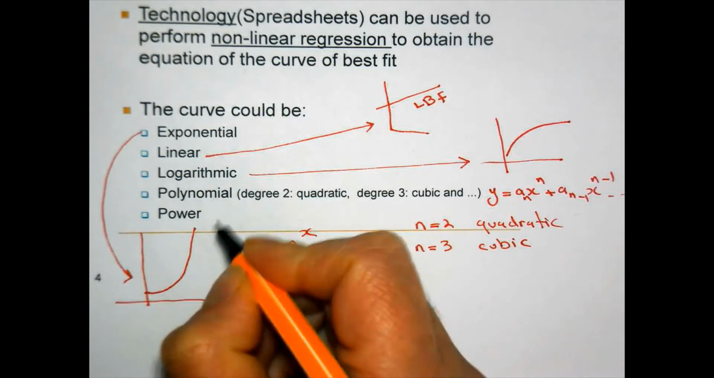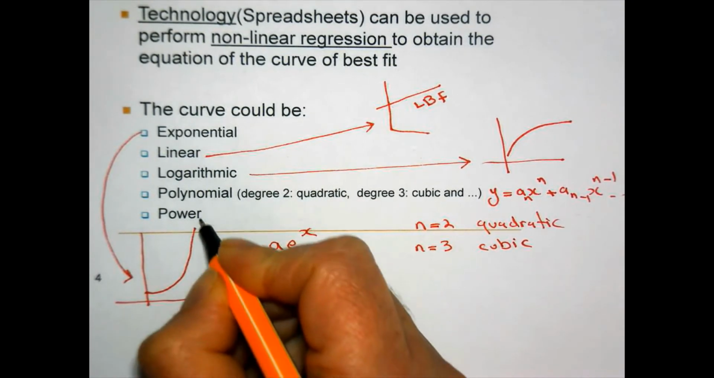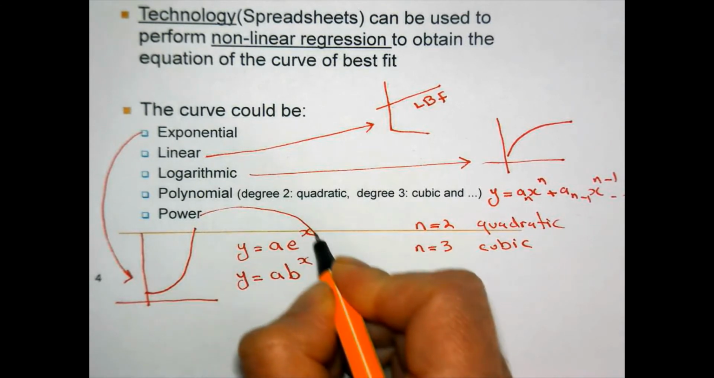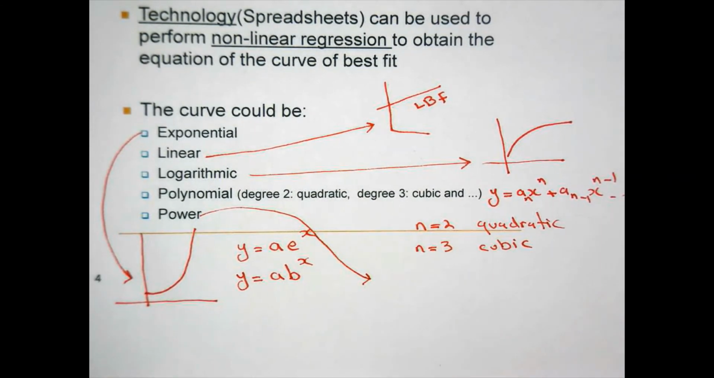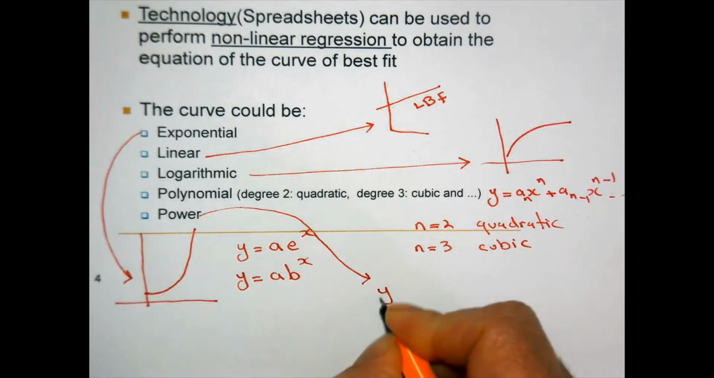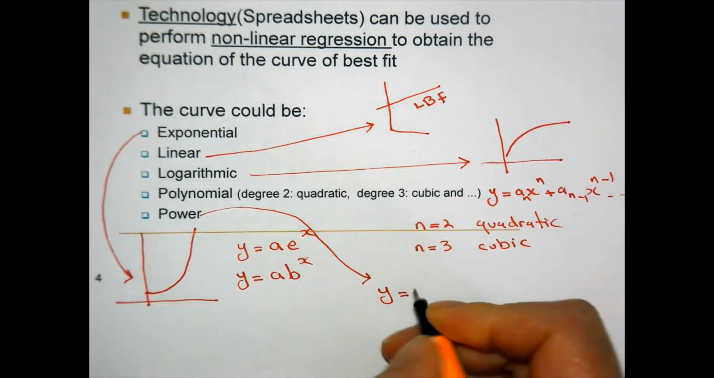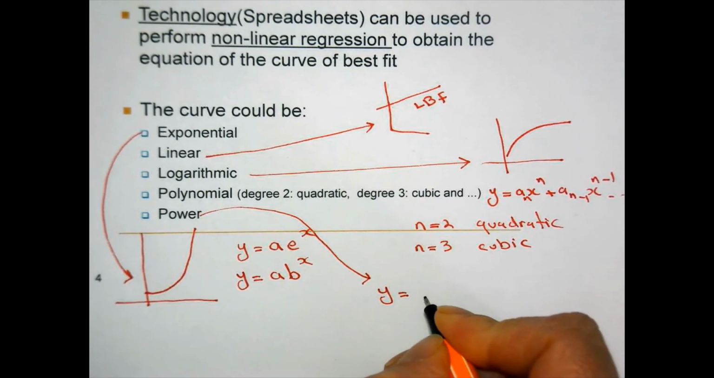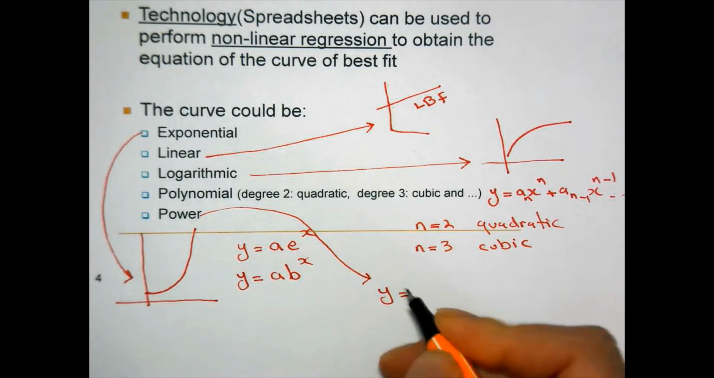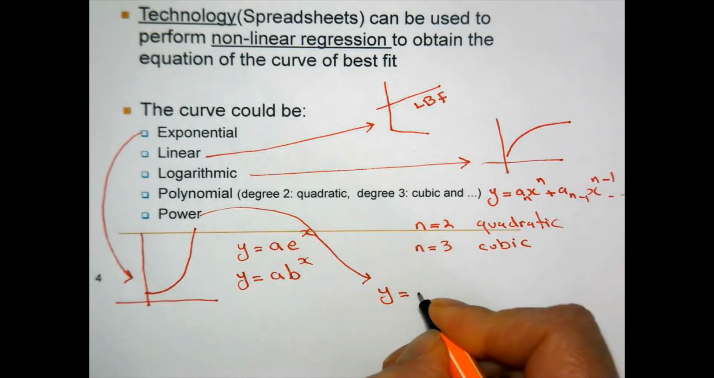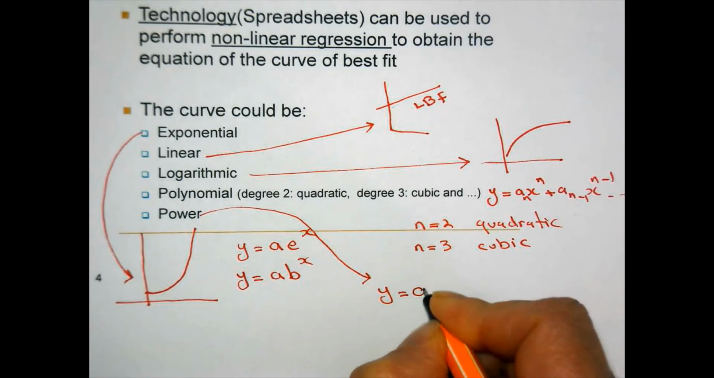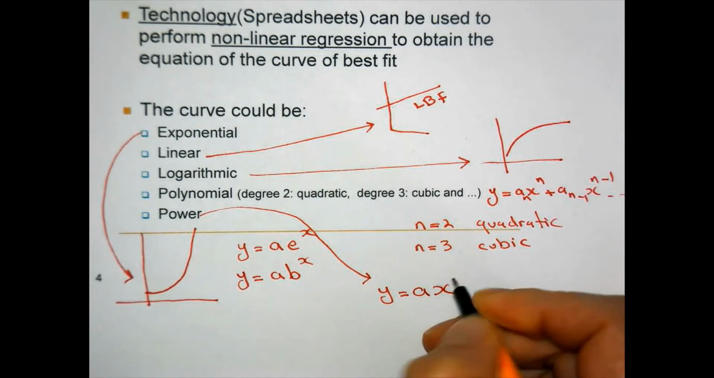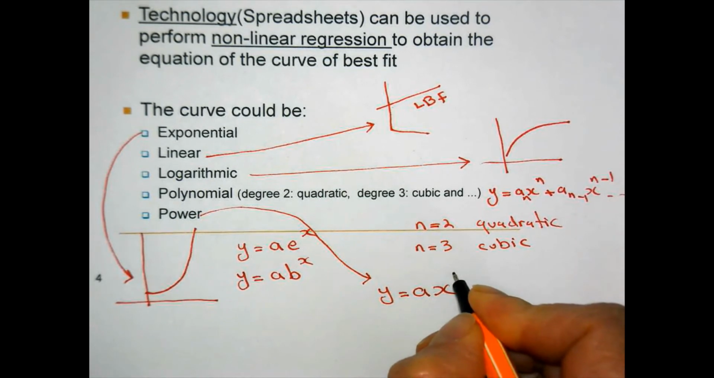You can also have a power model, in which your curve of best fit is going to be in the form of a x to the exponent b.